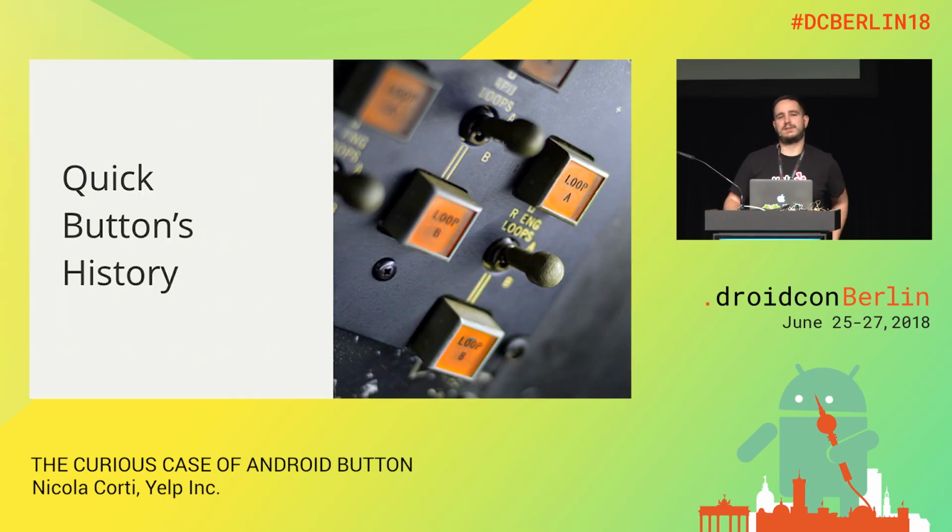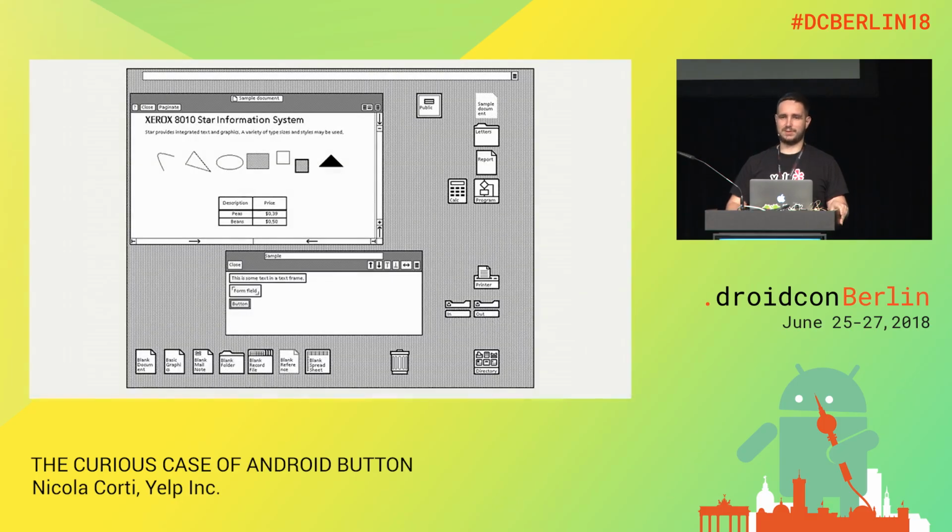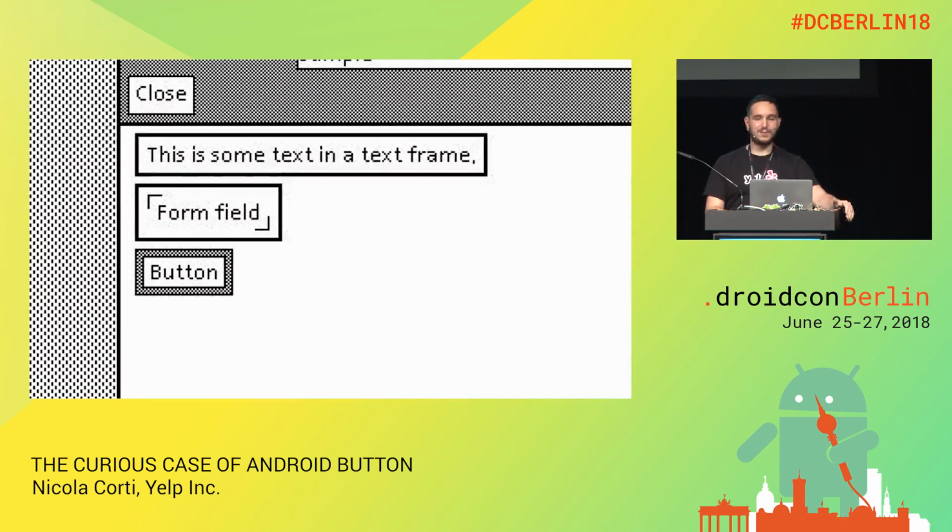Before delving into the details of what buttons are on Android, I love to start softly with a little bit of buttons history, and I think it makes sense to start from here. This is a Xerox 8010. If you go on Wikipedia and search for GUI, it's the first screenshot that you find there, and it's the first example of a graphical user interface. And if we zoom here, you will see that there is actually a button. So this concept of button is pretty old and was already established. It's still just a rectangle with some text inside.